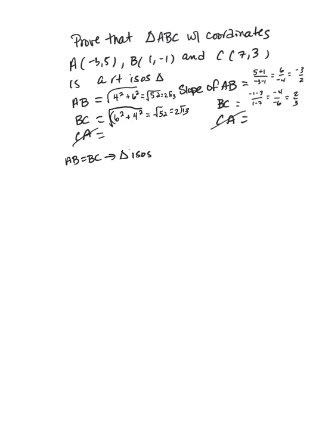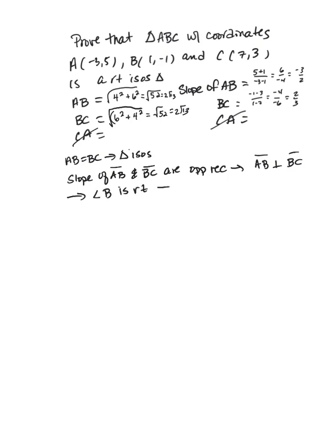And then, okay, since the slopes of AB and BC are opposite reciprocals, that means that AB is perpendicular to BC, which means that there's a right angle at B, which means that it's a right triangle. Triangle ABC is right. Okay, and since it's isosceles and right, it's an isosceles right triangle.